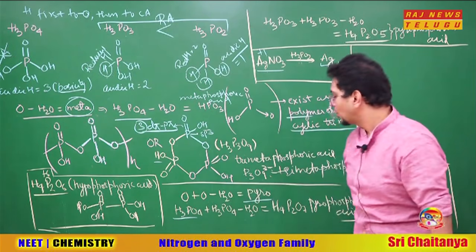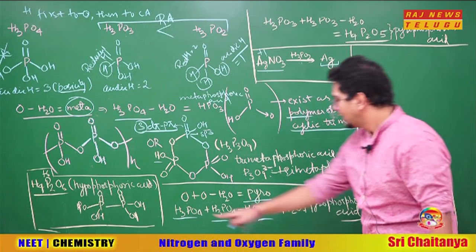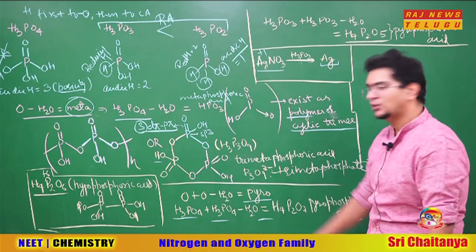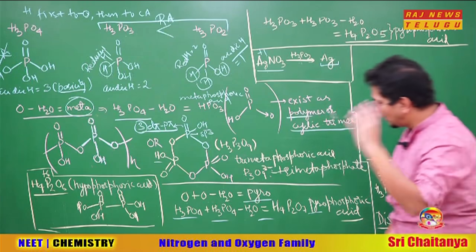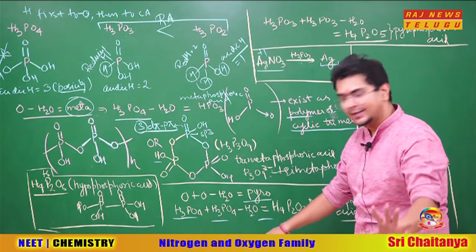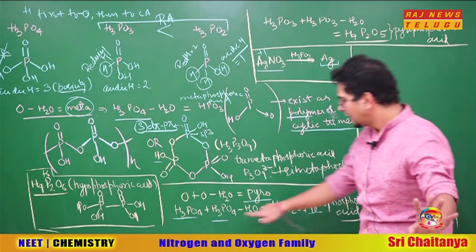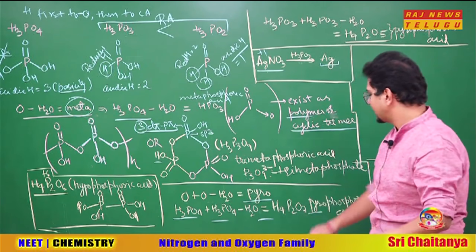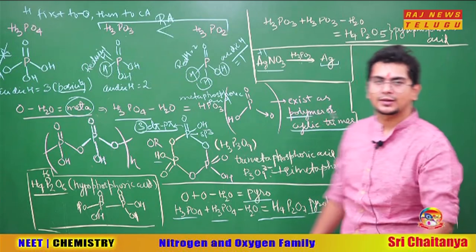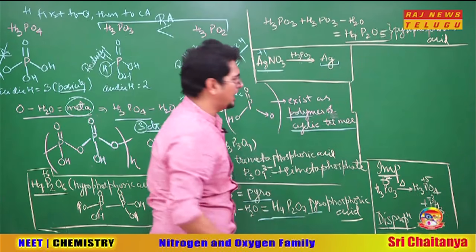So H3PO4 plus H3PO4 minus water, phosphoric acid plus phosphoric acid minus water will give me pyrophosphoric acid. To understand how to make this, H3 3, 6 minus 2, 4. 4 plus 4, 8 oxygen minus 1, 7. And P2 as it is. So the structure is H4P2O7. Let's draw the structure. The trick is simple here.